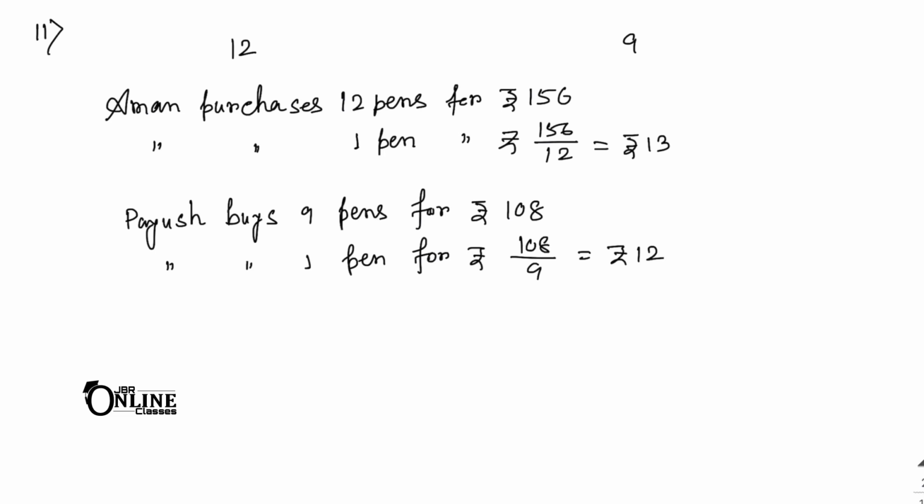So Aman ka ek pen ka cost hai rupees 13 aur Pius ka ek pen ka cost hai rupees 12. So which one is cheaper? Definitely Pius. So your answer is the second one, that means Pius. Now sum number 12. This is the last sum for this video.